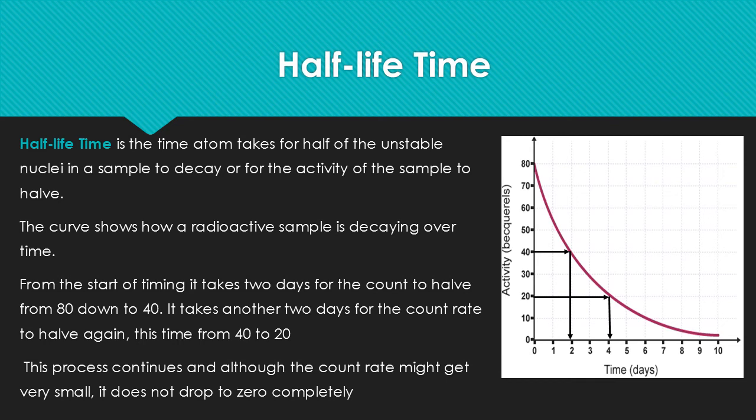The same is true for carbon-14. The half-life time of carbon-14 equals 5,700 years. Half-life time of carbon-14 equals 5,714 years. So half-life time is not constant, it ranges from seconds to thousands of years.